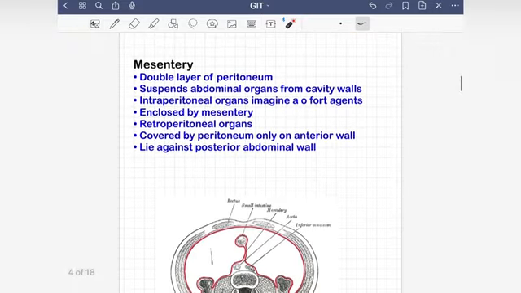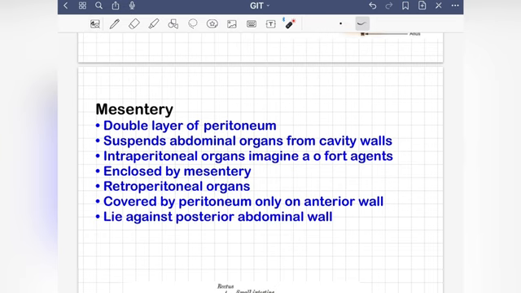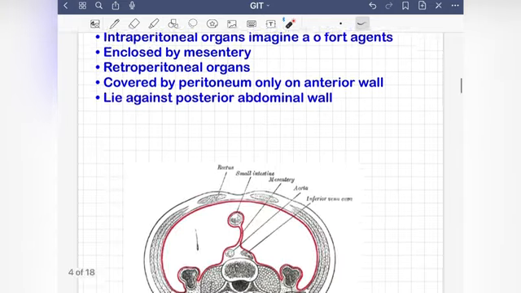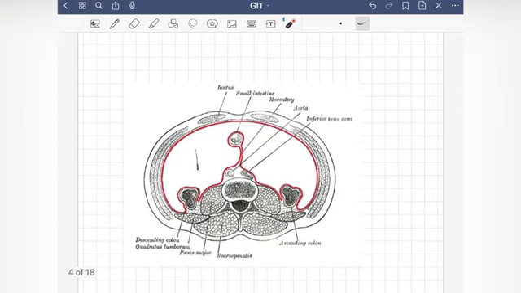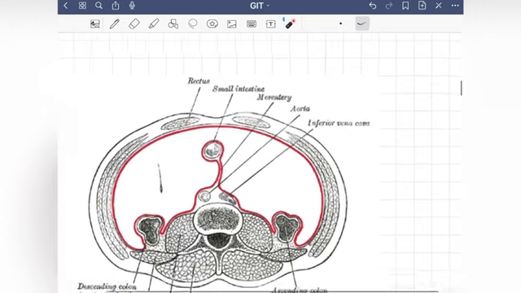Next, let's talk about the mesentery. When you look inside the abdominal cavity, you can find sheets of connective tissues called mesentery. It is made up of a double layer of peritoneal tissue and suspends the abdominal organs from cavity walls. Blood vessels also travel through the mesentery as they go from the aorta to the organs which they supply with blood. Organs that we call intraperitoneal are entirely enclosed and wrapped within the mesentery. Organs that we call retroperitoneal are covered by peritoneum only on their anterior wall and against the posterior abdominal wall.